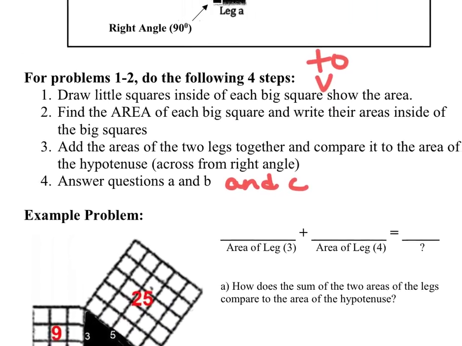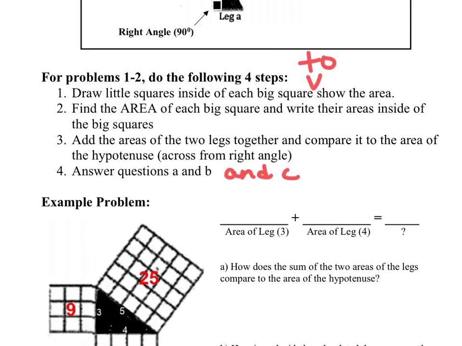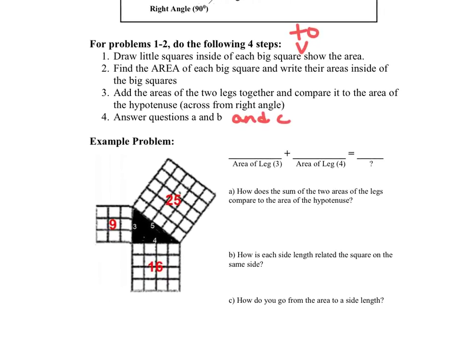Here's what we're going to do today. For problems 1 and 2, which is on the back of this page, you're going to draw little squares inside of each big square to show the area. I've already done that for you on this example. This is what it should look like. Find the area of each big square and write their areas inside of the big squares.